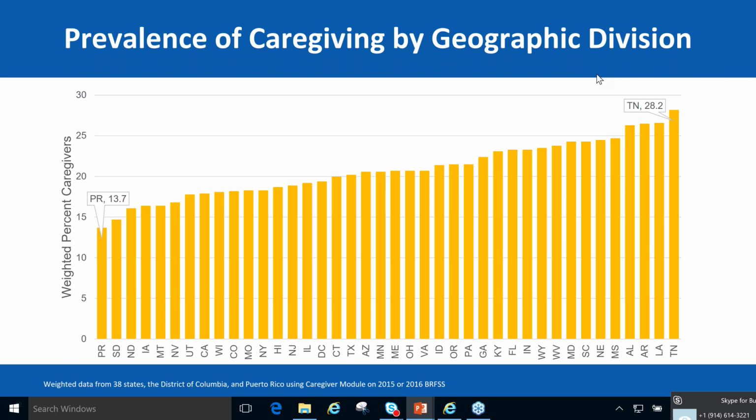So this slide just shows you by state or territory what percent of adults reported providing care. It ranges, again, the average was 20.6% across all the states. It ranges from a low of 13.7% in Puerto Rico to a high of 28%. Sorry, I can't actually see that on my screen right now, in Tennessee. And in general, this isn't true across the board, but in general, states in the South where the prevalence of chronic disease is higher also tended to have a higher prevalence of caregiving. Next slide, please.